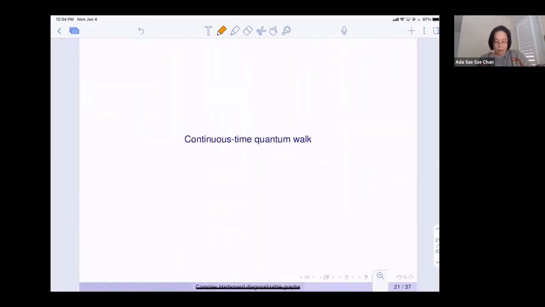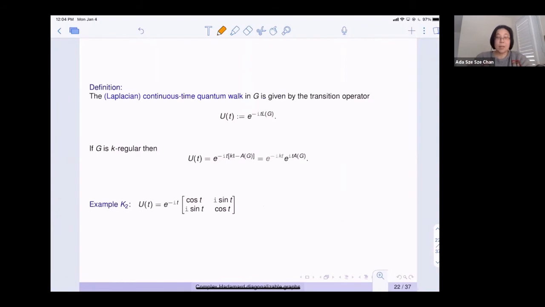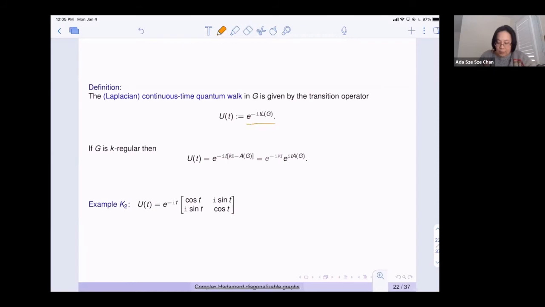Okay, so let's move on to the second part of the talk. Let's talk about continuous time quantum walk. In this talk, I'm just focused on the Laplacian continuous time quantum walk, and its transition operator is given by this matrix, e^{-itL}. There have been a few talks in the seminar on continuous time quantum walk, so I won't give an introduction to these walks.